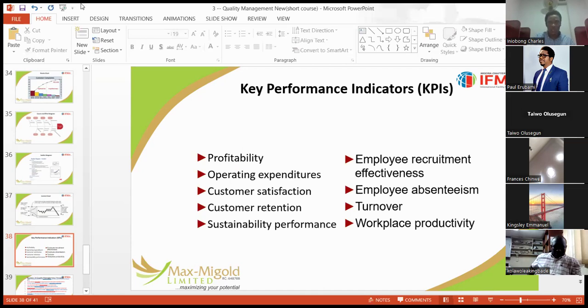What do you do to ensure that after the contract year is over, maybe your contract is expiring, there will be a renewal? So the sustainability, performance, employee recruitment effectiveness. How is your employee recruitment? Is it effective? Do you get the right people to do the work, or are the right people doing the work? Employee absentee, turnover, workplace productivity. So these are KPIs that are embedded in contracts that you can use in measuring your performance.